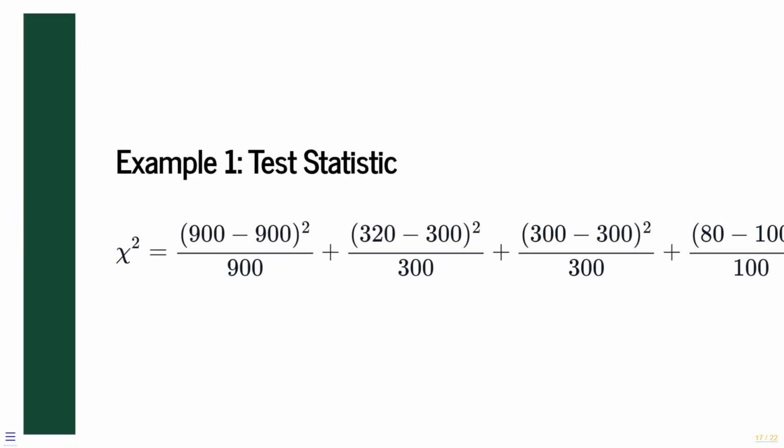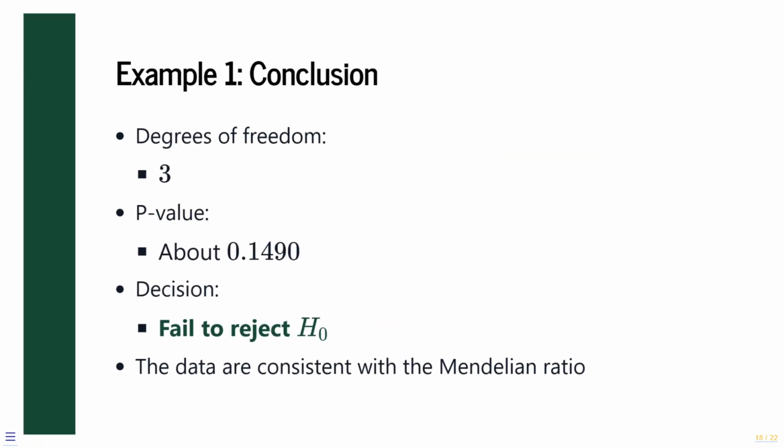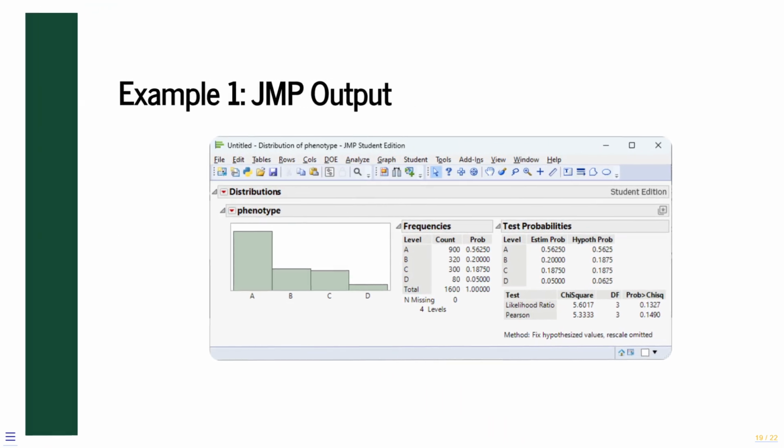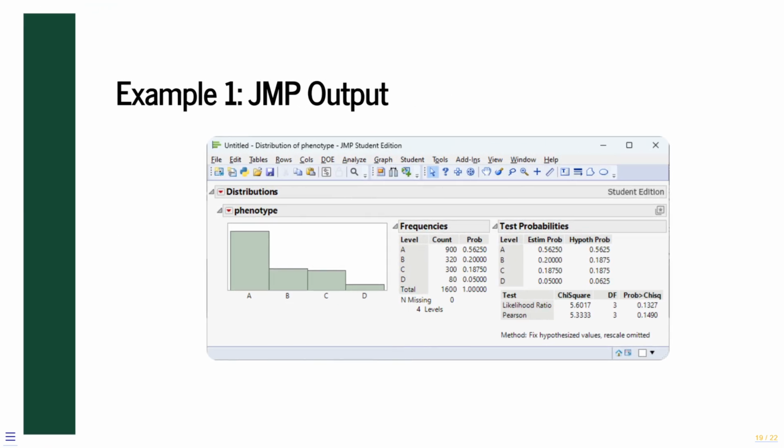When we compute the chi-square statistic, we get about 5.33. With 3 degrees of freedom, the p-value is about 0.1490. We fail to reject H sub 0, so the observed counts are consistent with the predicted Mendelian ratio. This image shows the JMP output for the goodness of fit analysis.